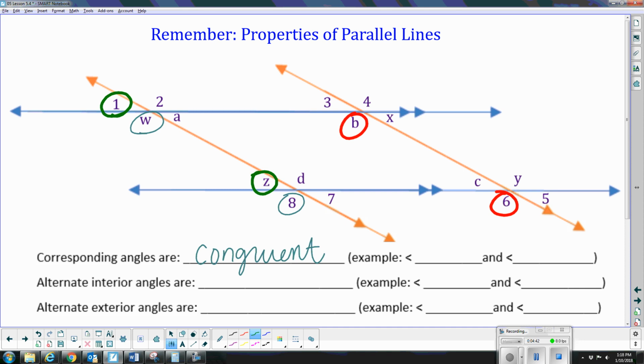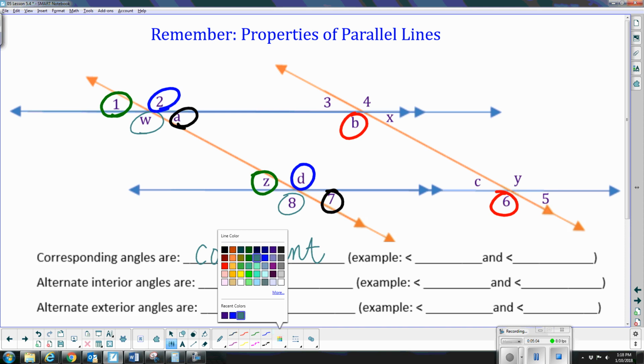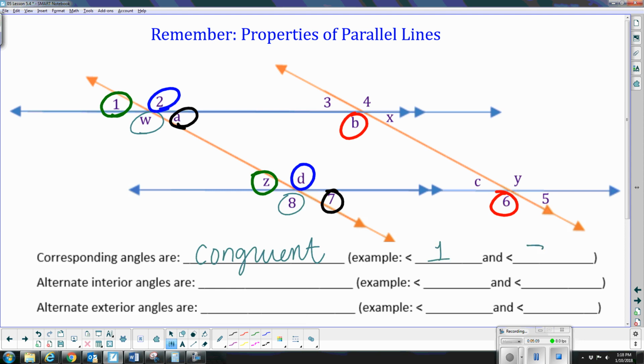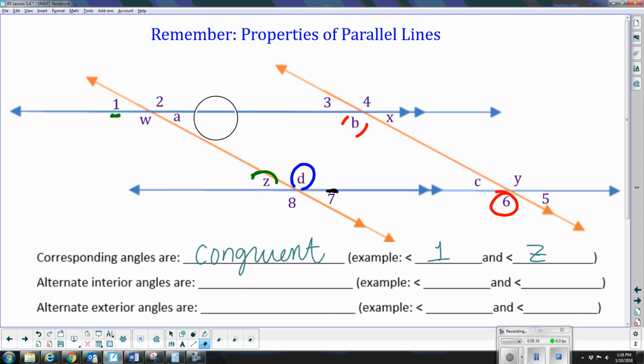So Z and 1, D and 2, 7 and 8. You could go through the whole diagram and list all the examples of corresponding angles, but those are just a few. I'm just going to write down on here angle 1 and angle Z. That is one example of corresponding angles.